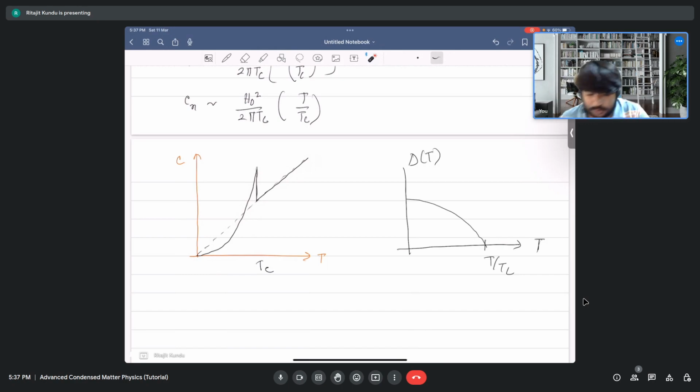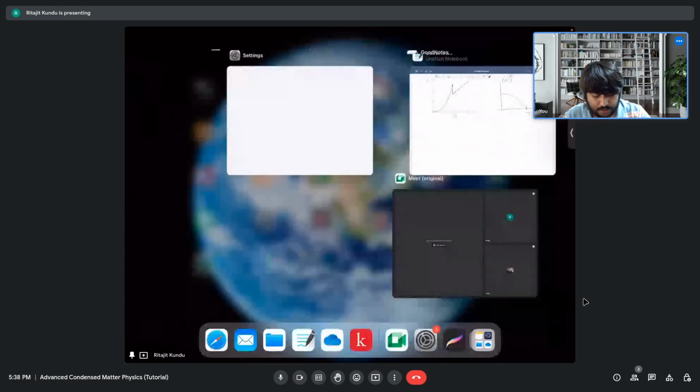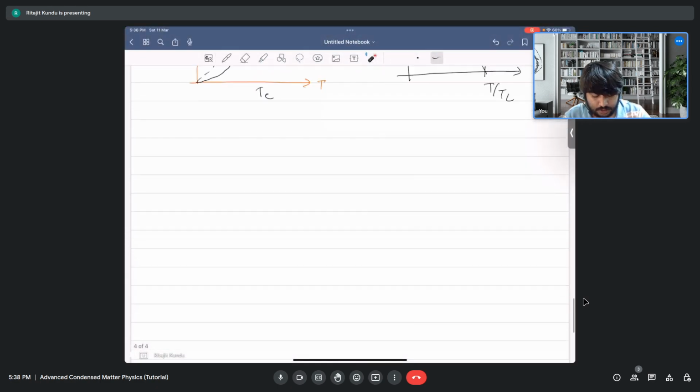Okay, so let's look at some of this London electrodynamics. I think my connection is very poor today. My screen got stuck, so let me join again. Okay, it's back, I guess.